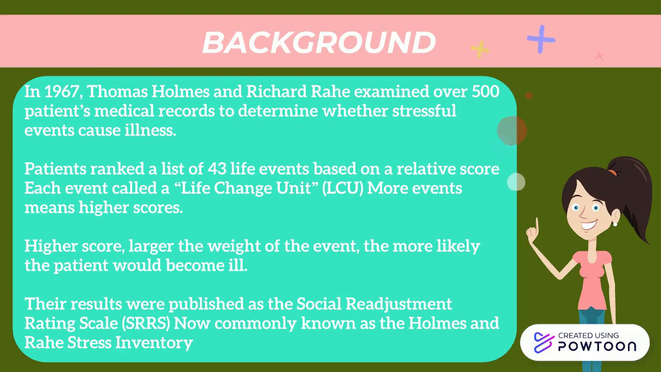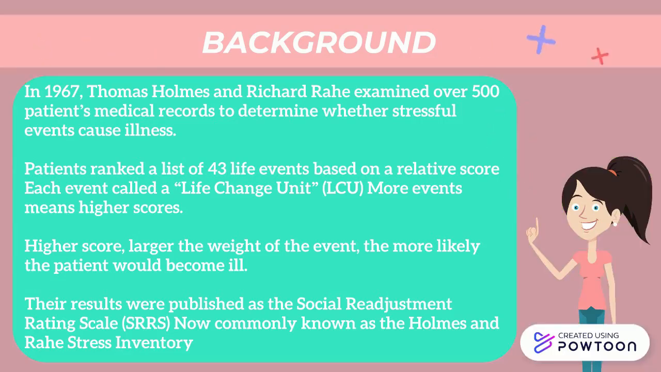So the higher the score, the larger the weight of the event, the more likely the patient will become ill. Their results were published as the Social Readjustment Rating Scale (SRRS) and are now commonly known as the Holmes and Rahe Stress Inventory Scale.